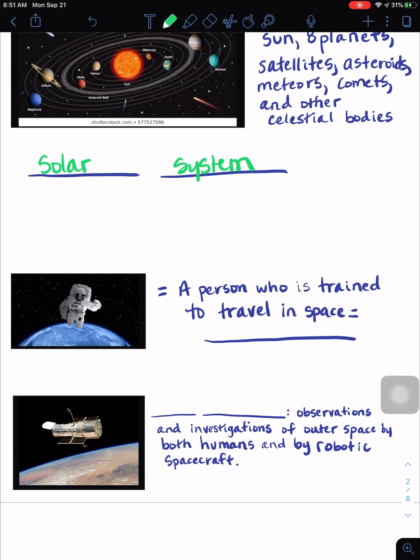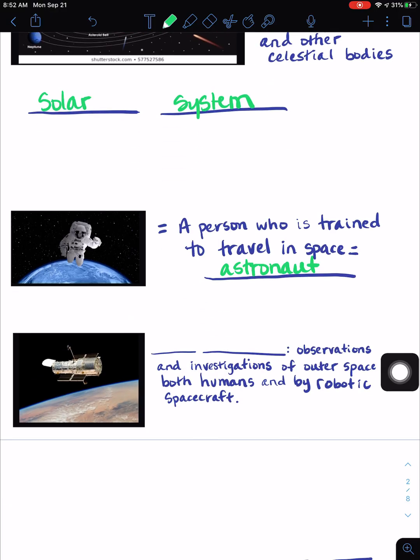And when we have people that go into space, they're given a special term, but it's a person who is trained to travel in space. They have a ton of training to go through, and those people are called an astronaut. And here, this is actually the Hubble telescope, which is traveling in space, getting information for us. Takes amazing pictures, detailed pictures of other planets, what's going on out there in our galaxy.